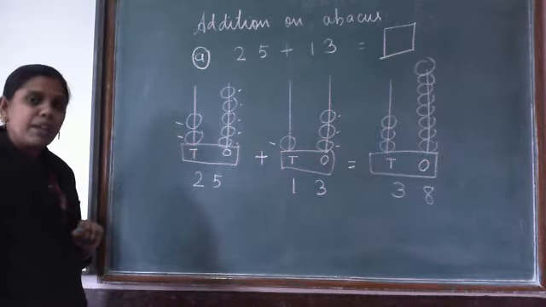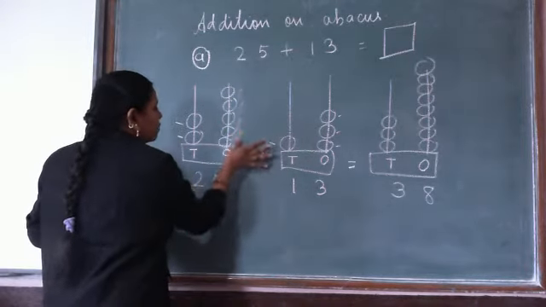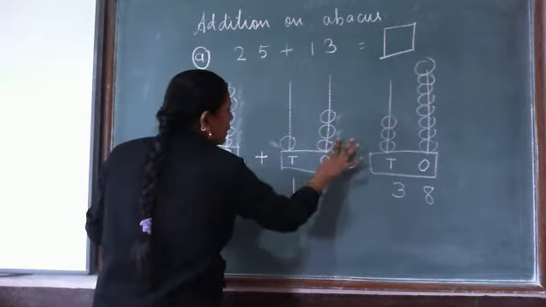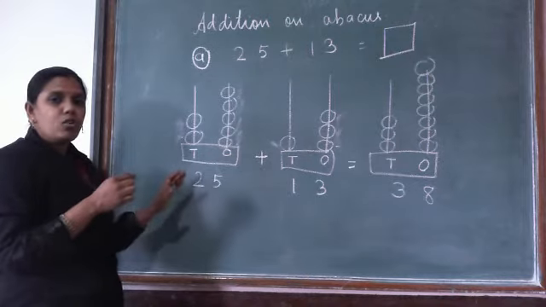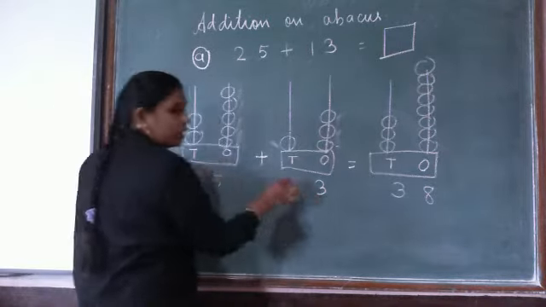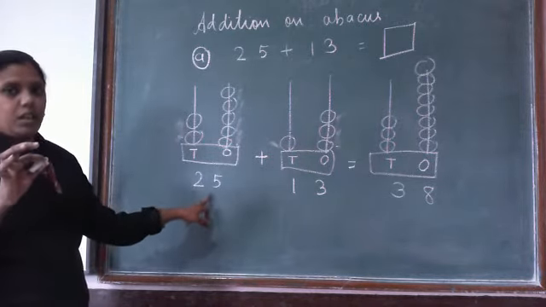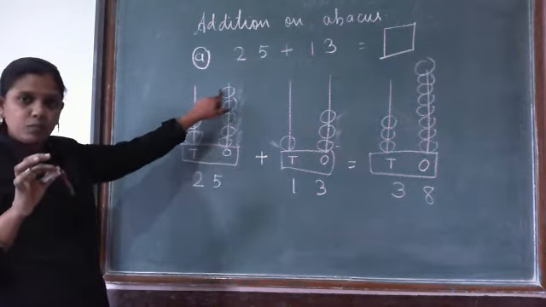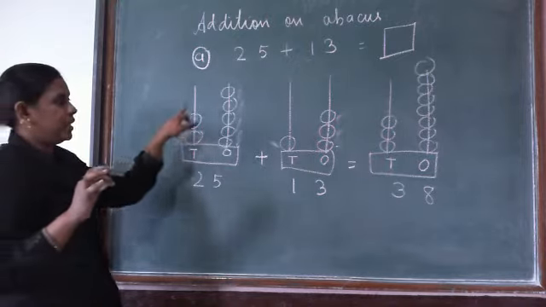Once again I am explaining to you, so you only have to look. Numbers on the abacus: 25, so write here 25. 13, so write here 13. Now draw the number of beads according to the number. Here the ones place digit is 5, so make 5 beads. Here the tens place digit is 2, so make 2 beads.